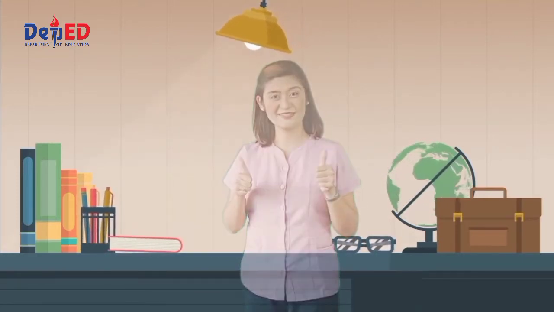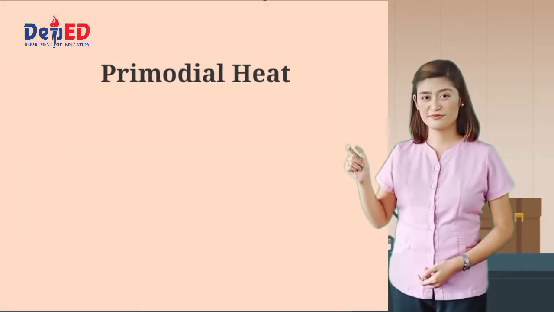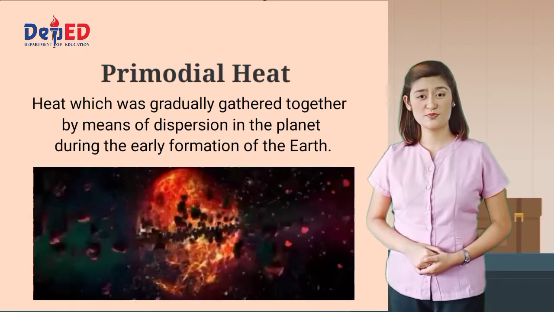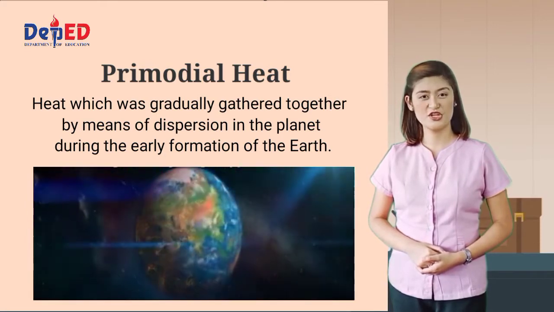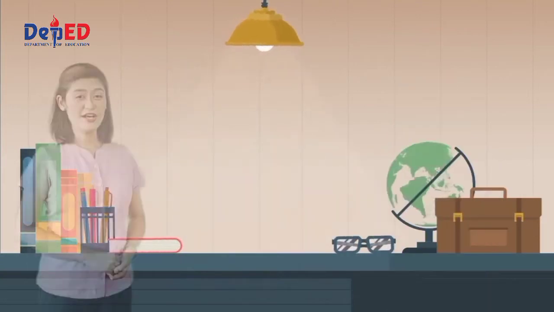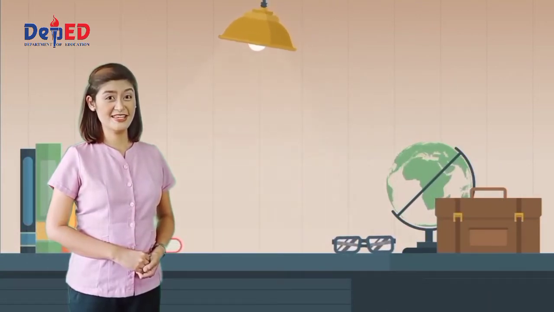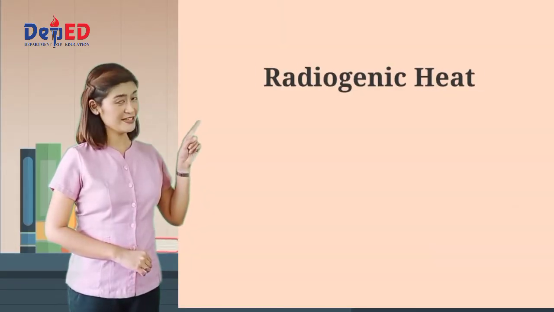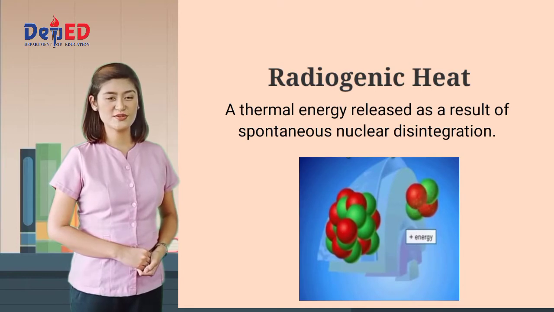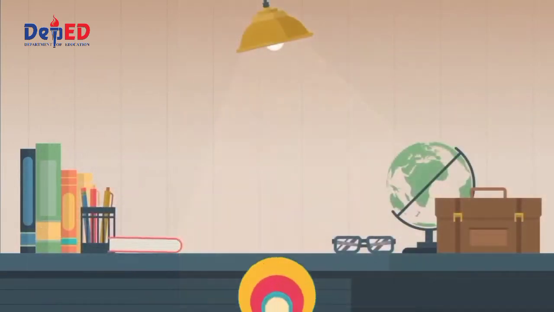You got it right! The first one is primordial heat, which was gradually gathered together by means of dispersion in the planet during the early formation of the Earth. The second source of heat in our planet is the radiogenic heat. This is the thermal energy released as a result of spontaneous nuclear disintegration.